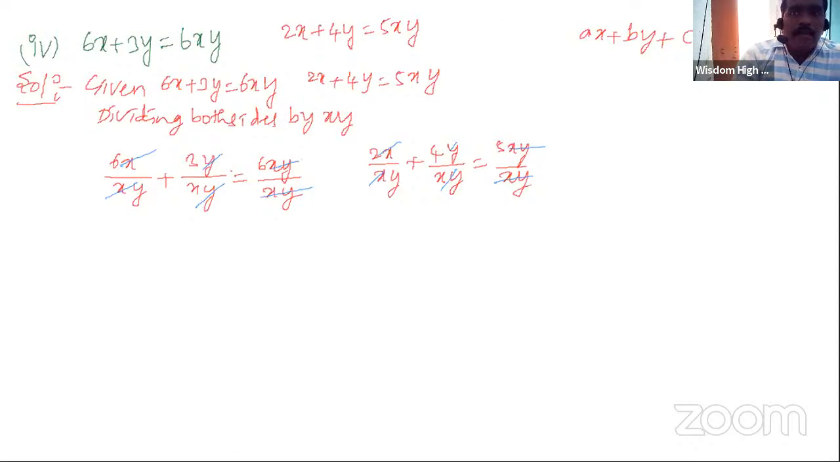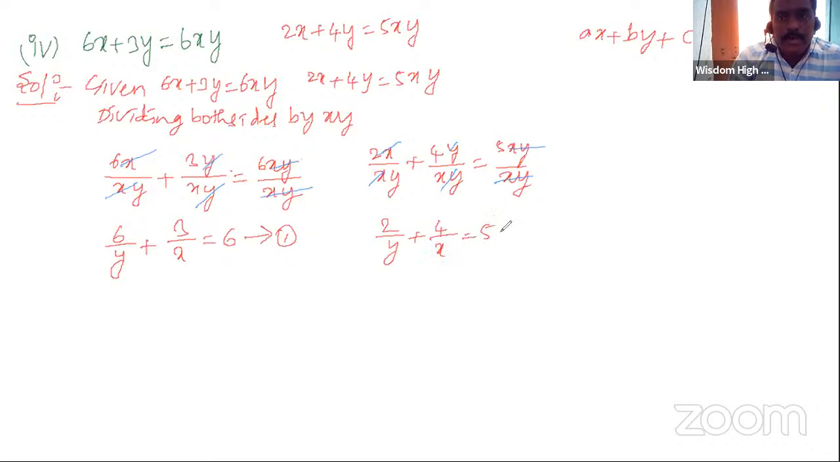Now, what are the remaining? 6 by y plus 3 by x is equal to 6. Okay, it is equation 1. Now, 2 by y plus 4 by x is equal to 5. It is equation 2. Now look here.